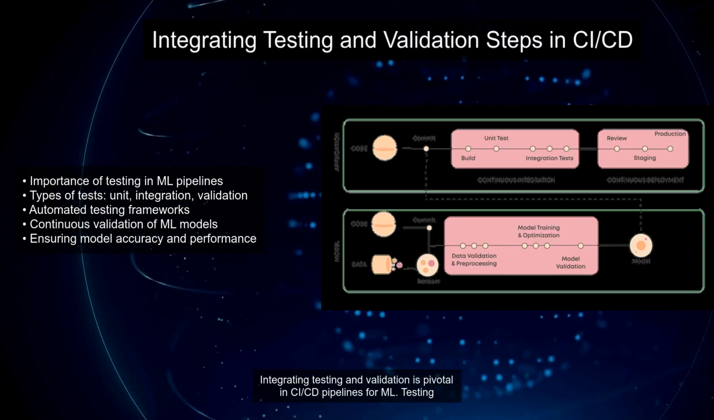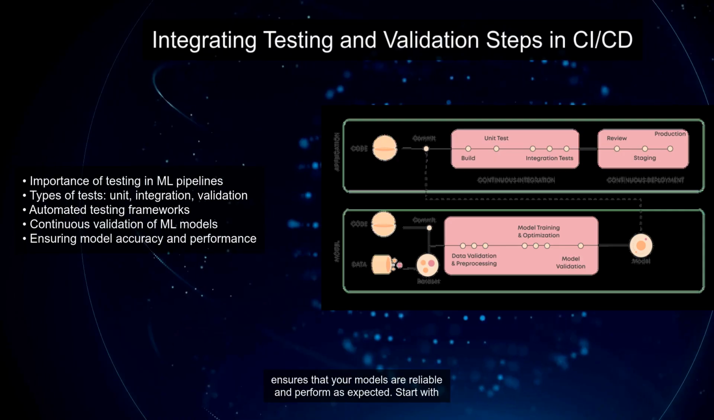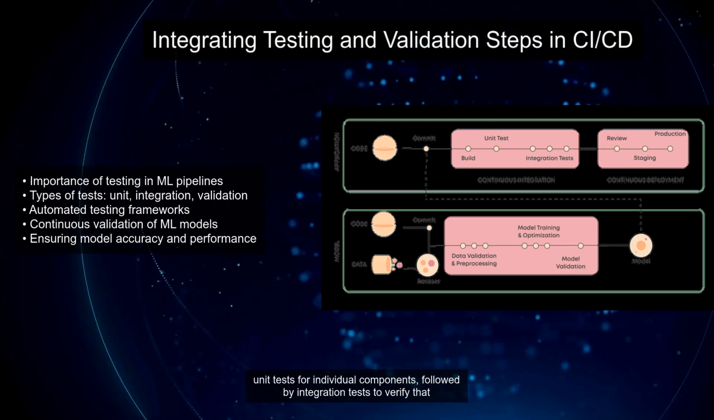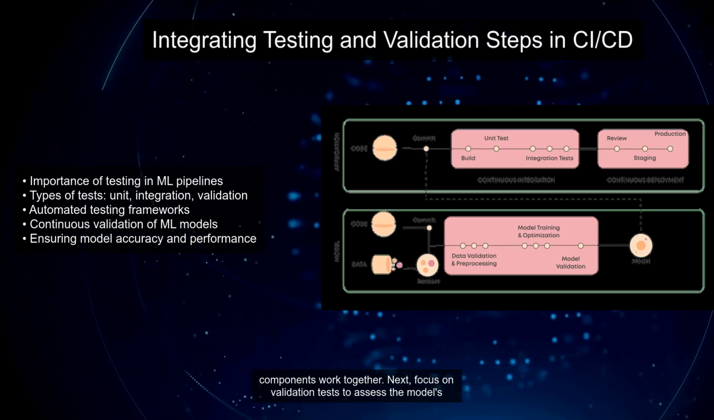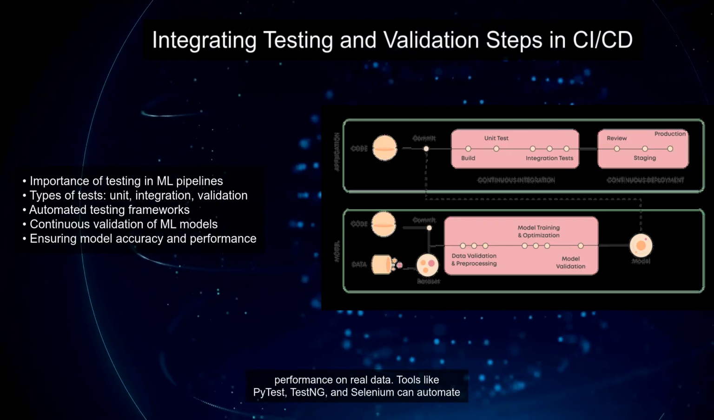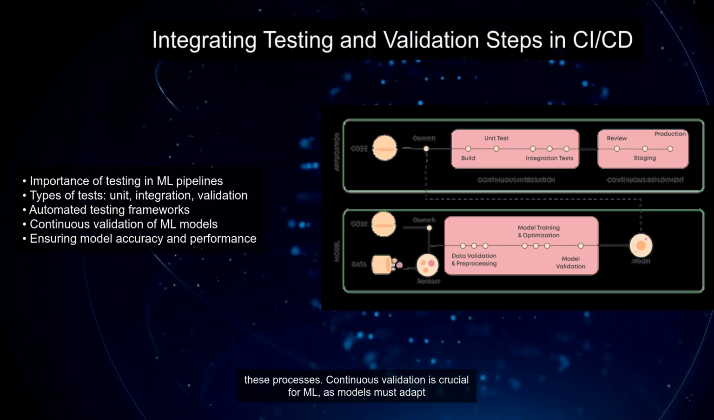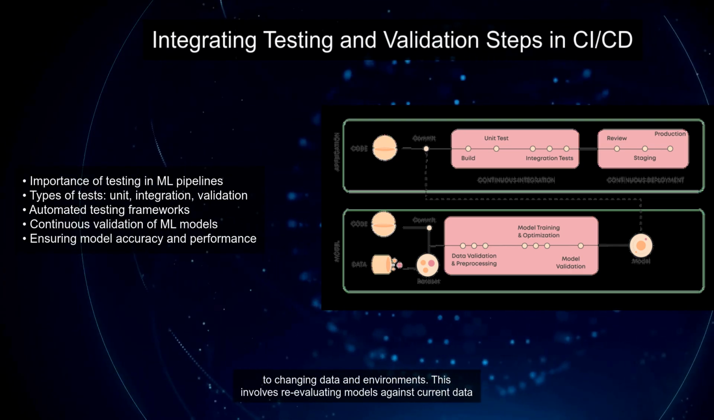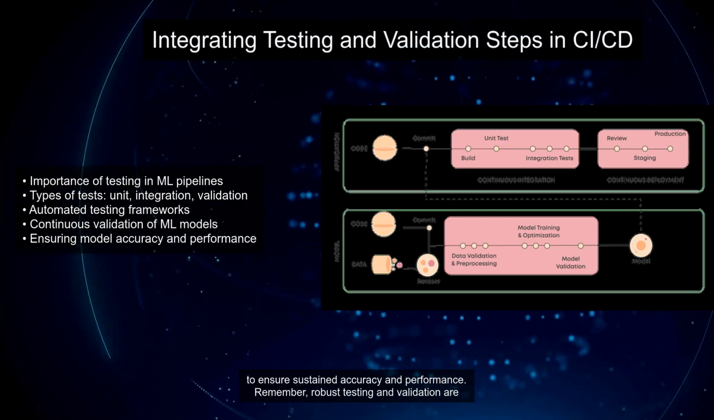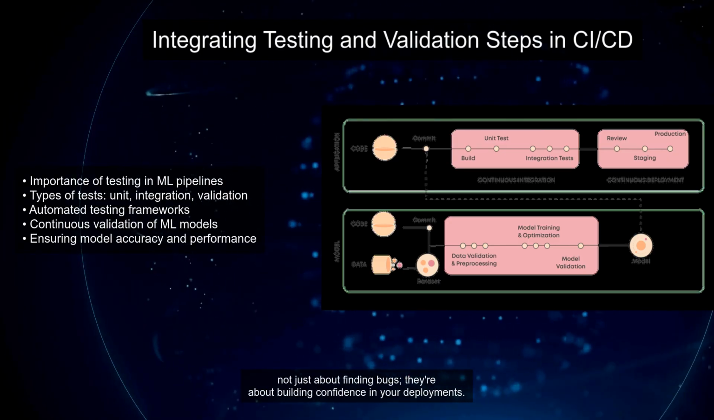Integrating testing and validation is pivotal in CI/CD pipelines for ML. Testing ensures that your models are reliable and perform as expected. Start with unit tests for individual components, followed by integration tests to verify that components work together. Next, focus on validation tests to assess the model's performance on real data. Tools like PyTest, TestNG, and Selenium can automate these processes. Continuous validation is crucial for ML, as models must adapt to changing data and environments. This involves re-evaluating models against current data to ensure sustained accuracy and performance. Remember, robust testing and validation are not just about finding bugs, they're about building confidence in your deployments.